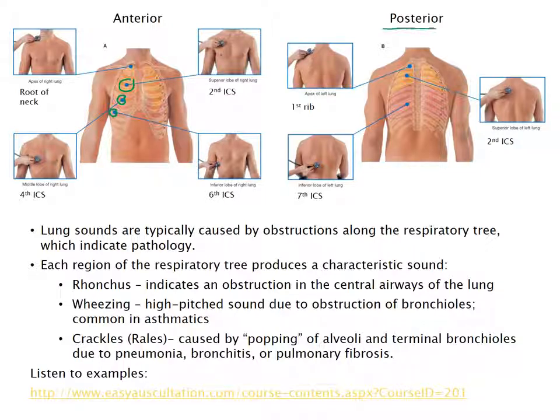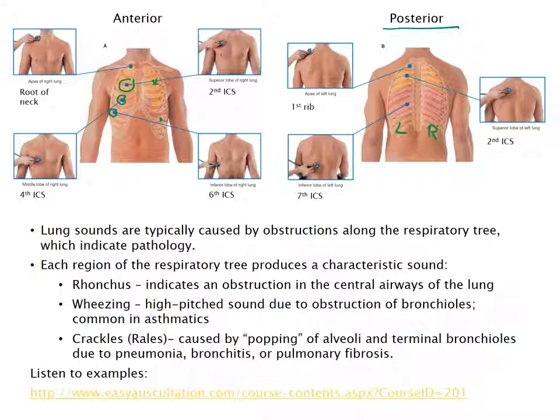Notice from this posterior viewpoint of the right lung that you cannot auscultate the middle lobe of the right lung from a posterior perspective. That can only be auscultated from the anterior perspective. The second and sixth intercostal spaces can also be used to auscultate the left lung in order to hear the upper and inferior lobes respectively.